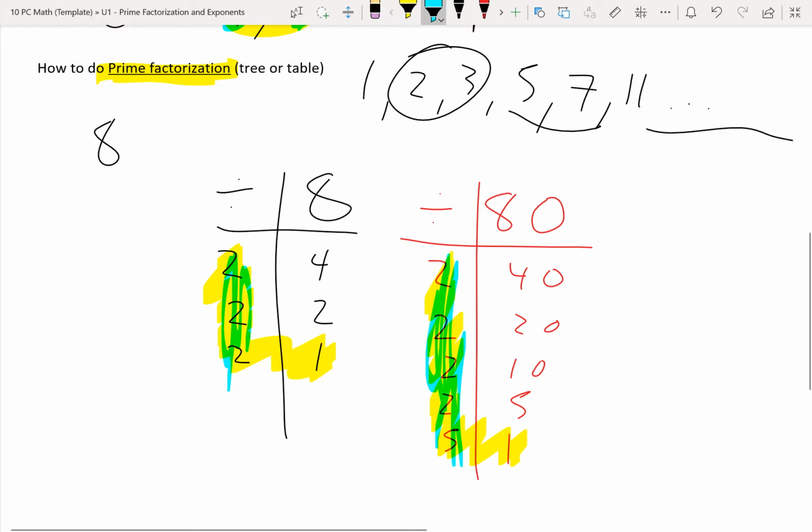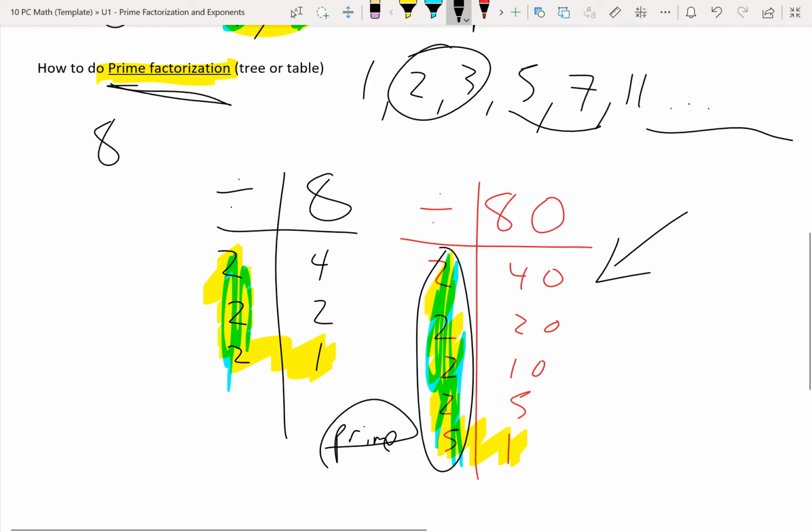This method of the table is pretty straightforward, but as you can see over here, sometimes it can take a pretty long time to list them all out. As you're also going to see with really large numbers, it takes a while because they have a lot of prime factors. You'll also notice that all the numbers I divided by are prime because we only want prime factors. That's the whole point of prime factorization.